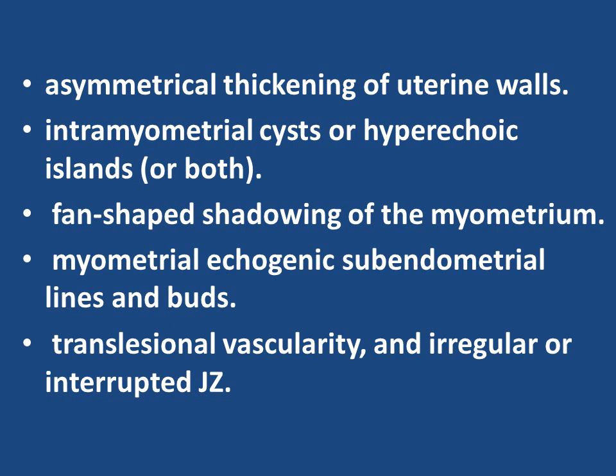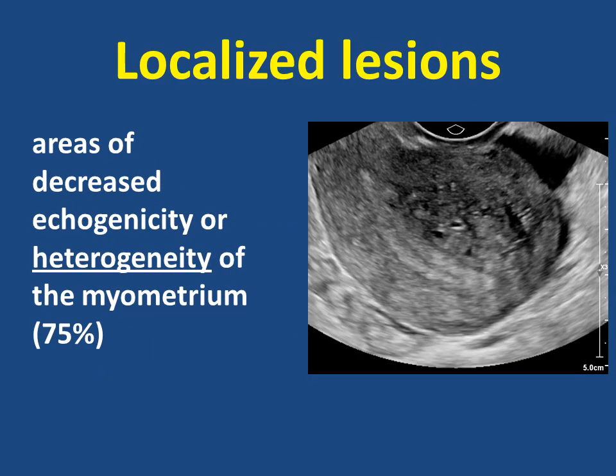myometrium. So these are possibilities of ultrasonographic findings, including asymmetrical thickening of the uterus, intramyometrial cysts or hyperechogenic islands or both, fan-shaped shadowing due to the gland branching inside the myometrium, myometrial echogenic subendometrial lines and buds, translesional vascularity, and irregular or interrupted junctional zone.